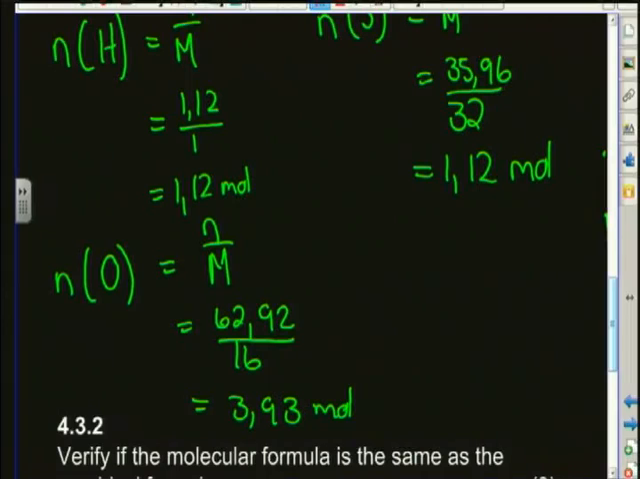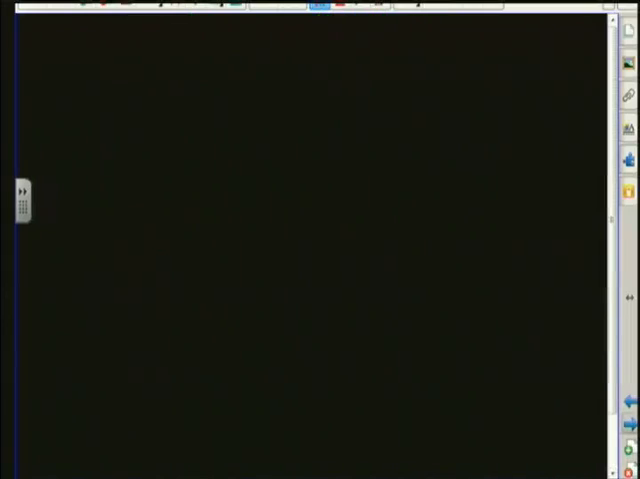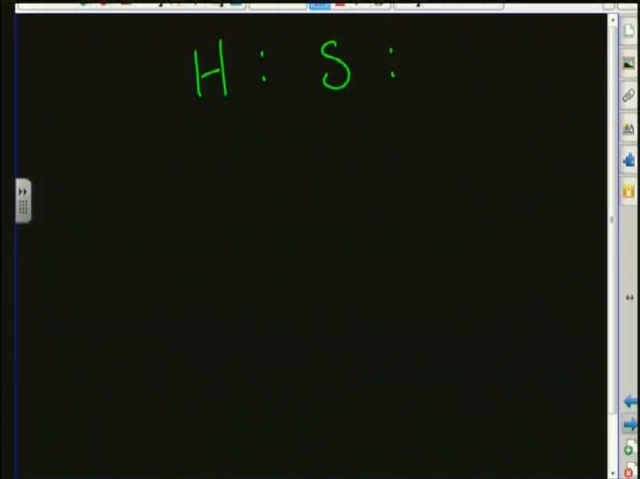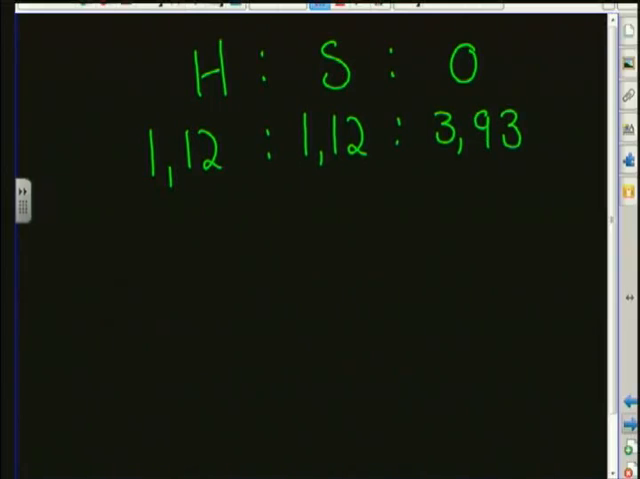Well, watch. Okay, we're looking for an empirical formula. Empirical formula means mole ratio. So I'm looking for the ratio of hydrogen to sulfur to oxygen. Hydrogen, we said we had 1.12. Sulfur was 1.12. And oxygen, 3.93. Okay?